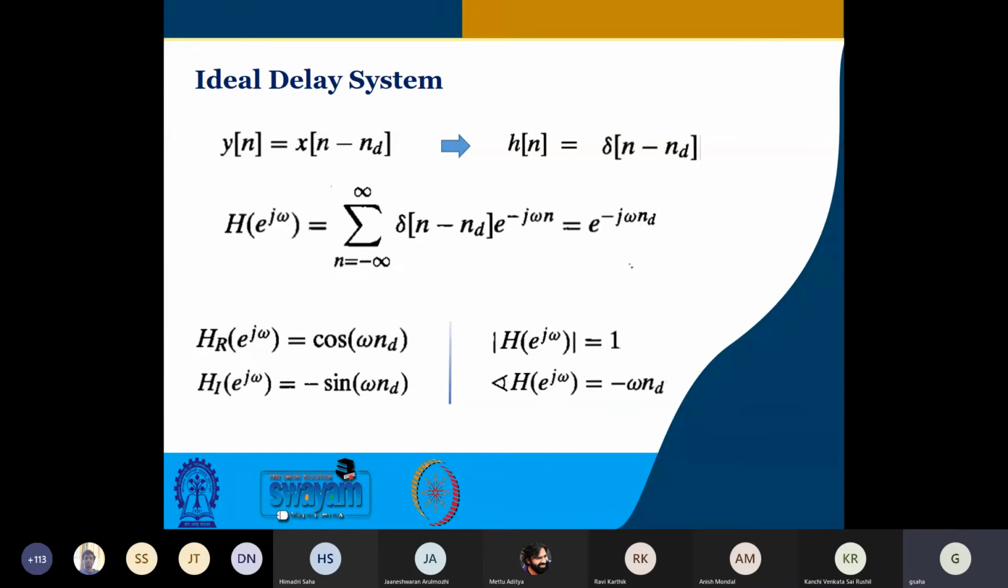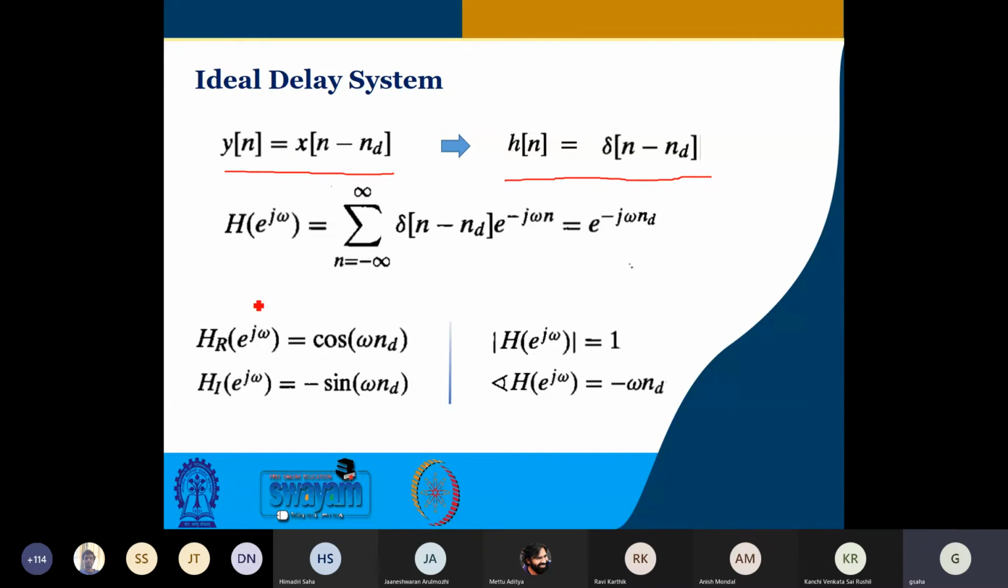Now, if you have an ideal delay system, we have seen it before in that example, with n_d units of delay. So this is how you will write the input-output relation. The corresponding impulse response, the unit sample response, will be like this.